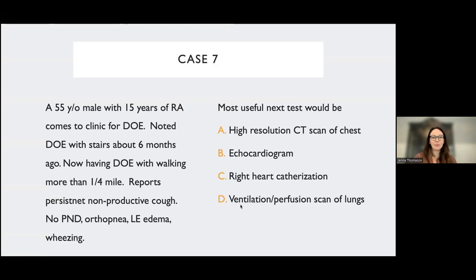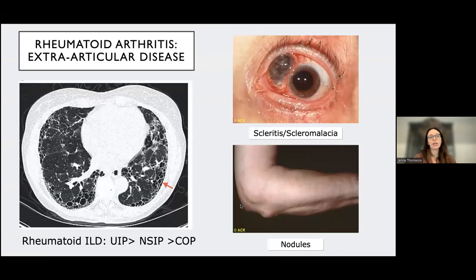Okay, very good, guys. So one unfortunate complication of rheumatoid arthritis is interstitial lung disease. And this is something that we see a lot in our ILD clinic. So patients with rheumatoid arthritis can have interstitial lung disease, usually a UIP pattern.